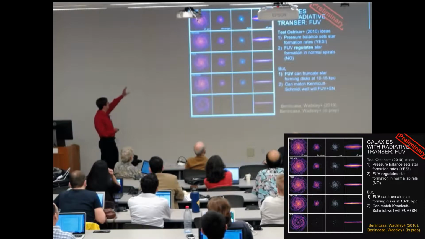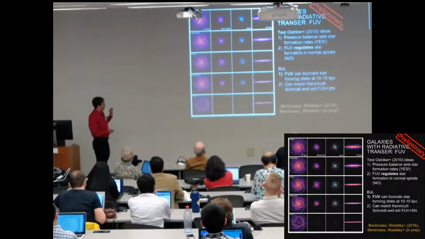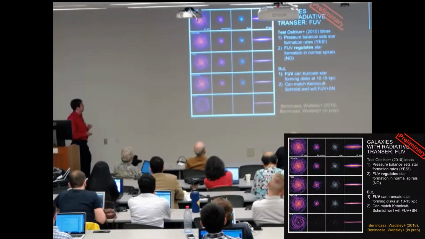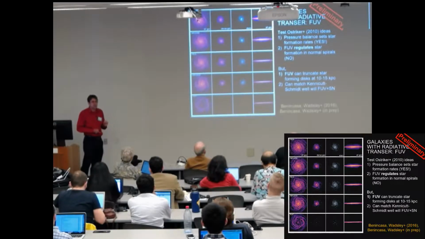And we've been seeing what different modes of feedback do, in terms of the outcomes, in terms of star formation and so on. So we were partly motivated by the work of Ostriker et al. 2010. They argued that pressure balance sets star formation rates. And we have a resounding yes for this.